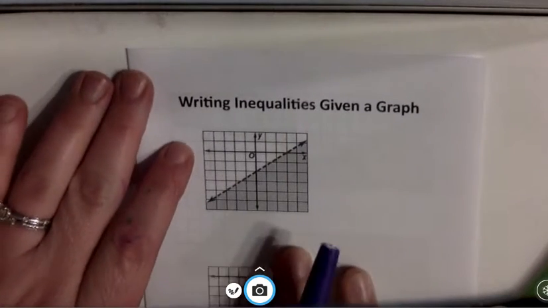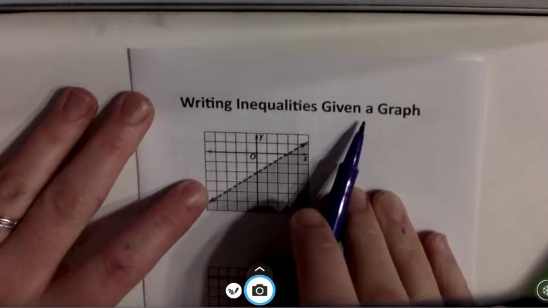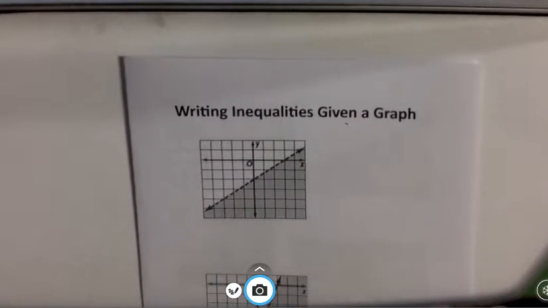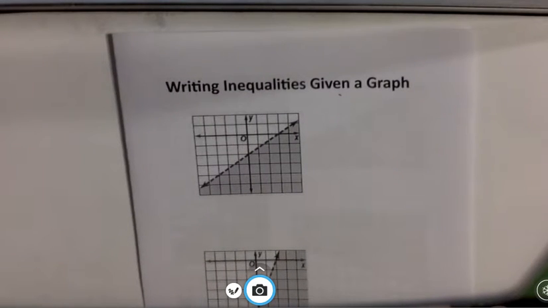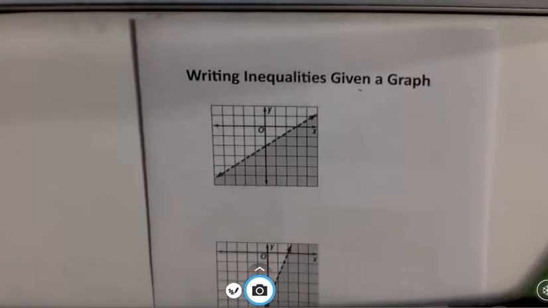Hey, here we go. So we are going to now write inequalities given a graph. We're going to practice 3 problems. You should have this exact document in your packet, so if you want to follow along, you can. And there will be multiple other graphs that you can then practice with.